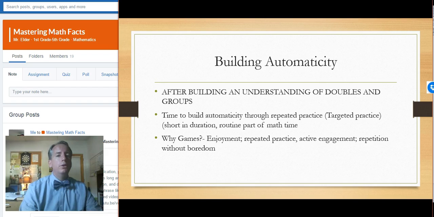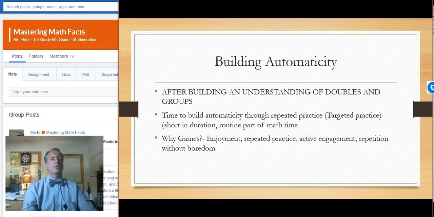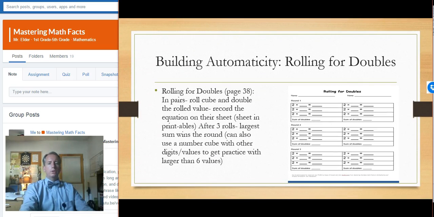Hopefully you have some that you can share through the Edmodo group as well, because there are lots of games out there, and we all know that it's so much more fun to learn these things whenever we're actively involved. The flashcards have their place, and we're going to look at those, but probably not as successful as we'd like to be with just using flashcards.